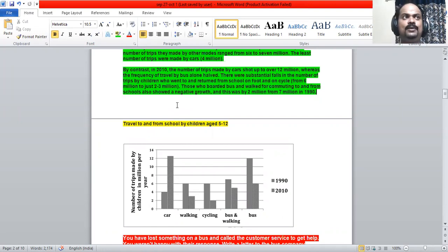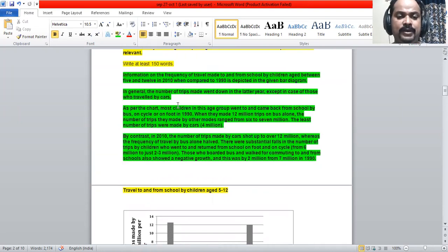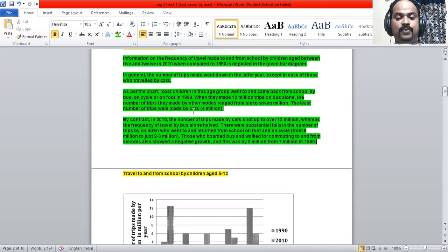So you need to go with the word count too. You should not exceed the word count. So that's why I went for a better comparison, that is comparison between the years 1990 and 2010. So this is okay, this is better. That's what we have done here.